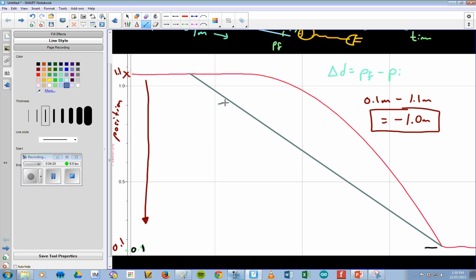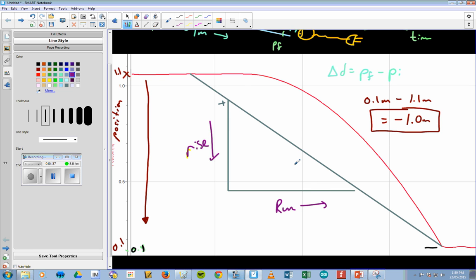If we look at this slope here, what we have on the slope is the rise. We have the rise, which is negative, versus the run, which is positive. And if we had this motion, we would have a negative constant velocity. How do I know it's constant? Because the slope of this never changes. How much rise we have for a given amount of run stays the same the whole time. Is that the case for a line with a curve on it? No.